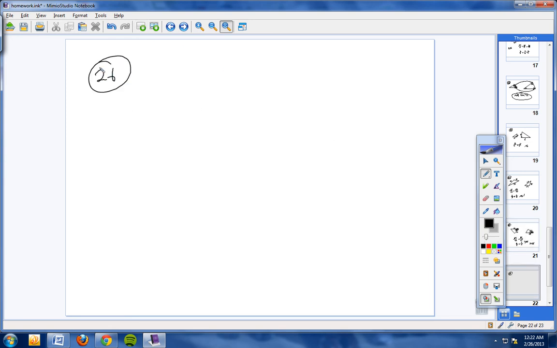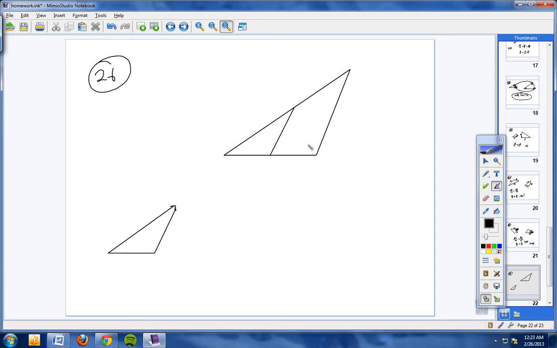And then number 26. This will be interesting. Okay, now let's please watch this carefully. If I take this little triangle right here and copy it to right here, I would have that. And then take the big triangle and copy it right here. I would get that.